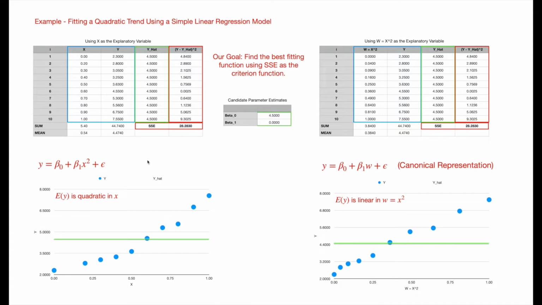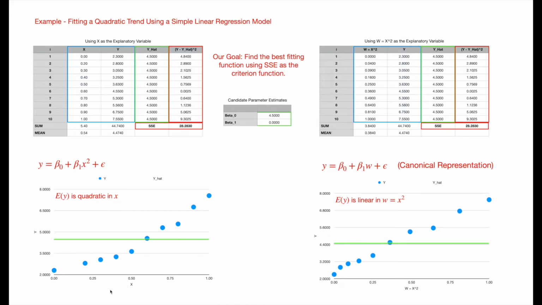And then above the graphs I have the corresponding models that I'm going to be fitting. So above the graph on the lower left, all right, I have y equal to beta 0 plus beta 1 times x squared plus epsilon. And above the graph on the lower right, I have y equal to beta 0 plus beta 1 times w plus epsilon. Now, this is the canonical representation because I've replaced the x squared term with w.